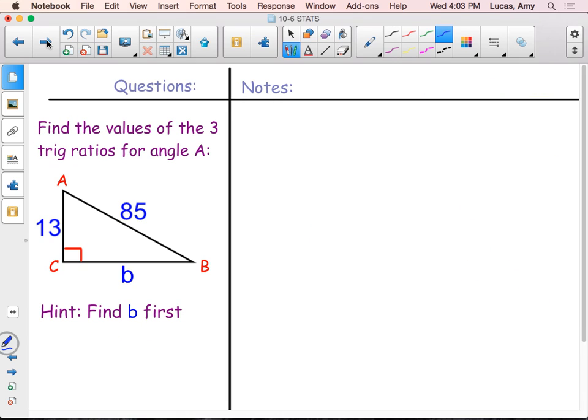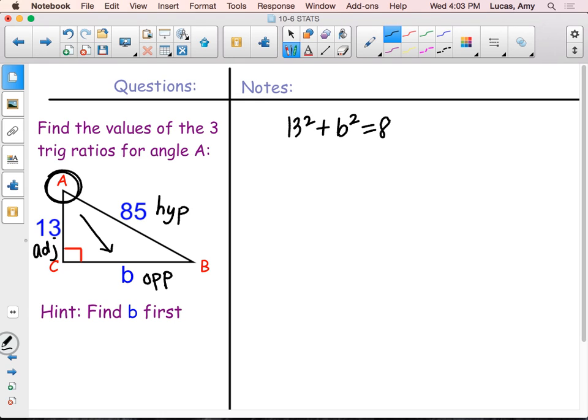Another example like that last one. So angle A is our reference angle. So I've got my hypotenuse. I do not know the opposite side. I do know the adjacent side. So I need to do the Pythagorean theorem. So 13 squared plus B squared equals my hypotenuse squared.